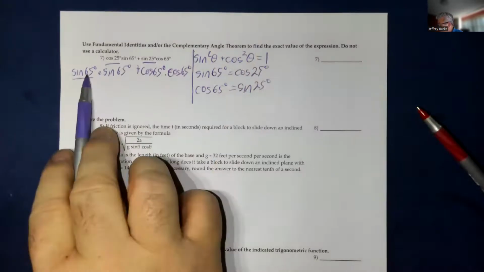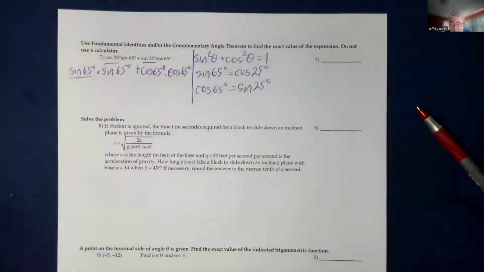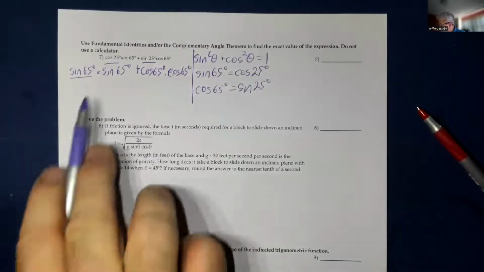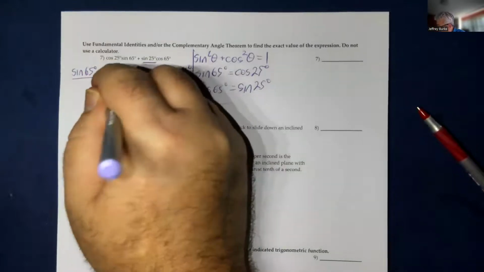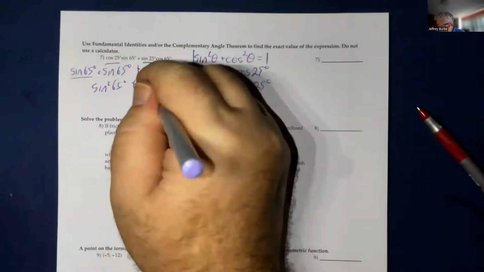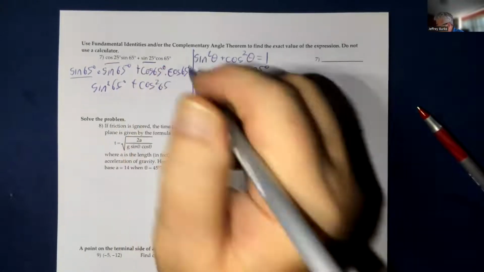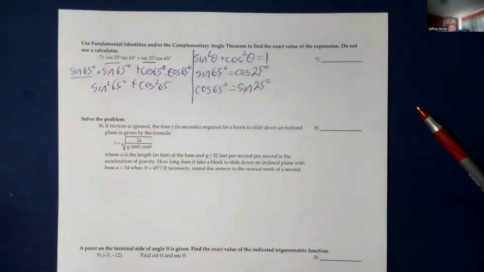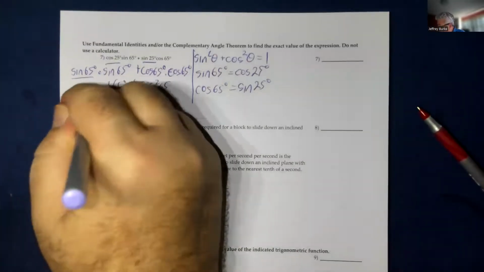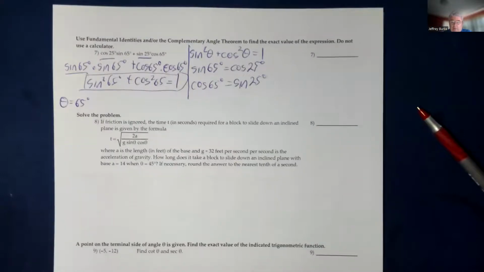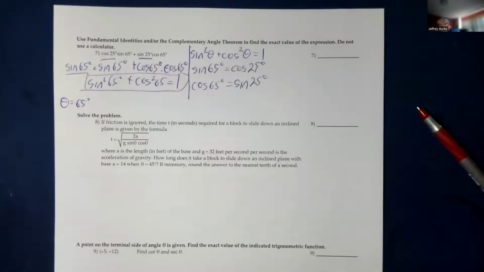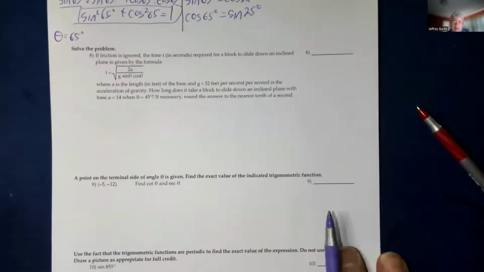What's important about that is that all these angles have got to be the same. We have to be talking about the same angle across the board here. From here, if I have the sine of 65 times the sine of 65, this is the sine squared of 65. This is going to be the cosine squared of 65. And based on that, you can say with theta equaling 65 degrees, this all equals 1. And that's going to be the work you need to show to get your answer to this problem. That's number 7. Let's take a look at number 8.